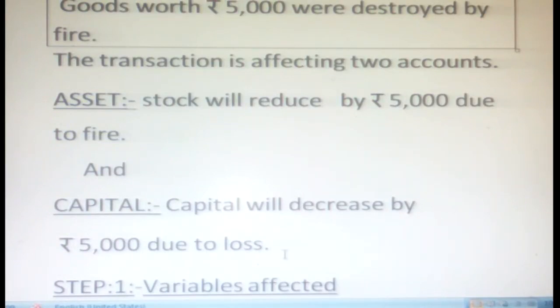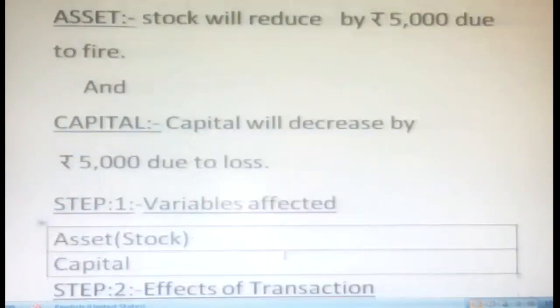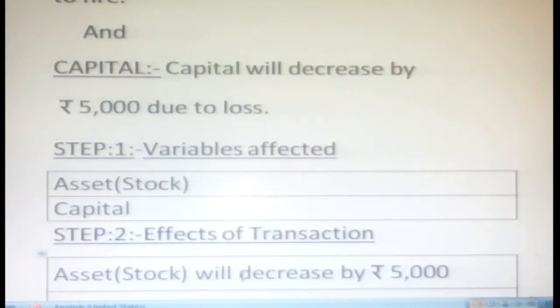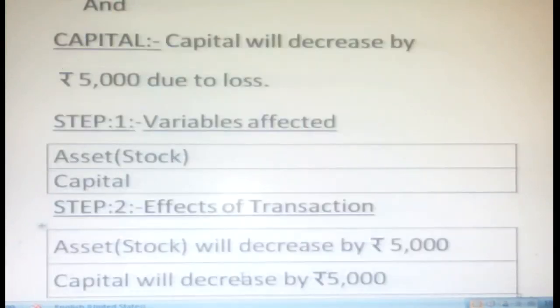So that is step number 1. What are the variables affected? Here two variables: one is asset as stock, then capital. So two variables are affected. What is the effect of the transaction? As an asset, stock will decrease by 5,000 because of the fire. We lost, damaged our stock. So totally our stock is affected due to fire. That's why our stock will decrease by 5,000.